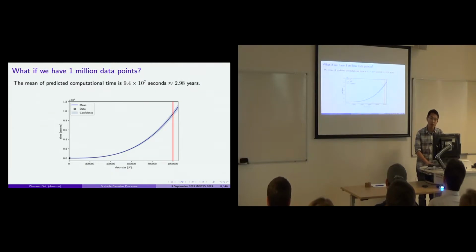But now imagine if we have 1 million data points, how long would it take? We can extend the graph of the Gaussian process prediction and look at how long it will take. At 1 million data, it will actually take roughly 3 years. By the way, that's run on my laptop. It's quite a lot, right?